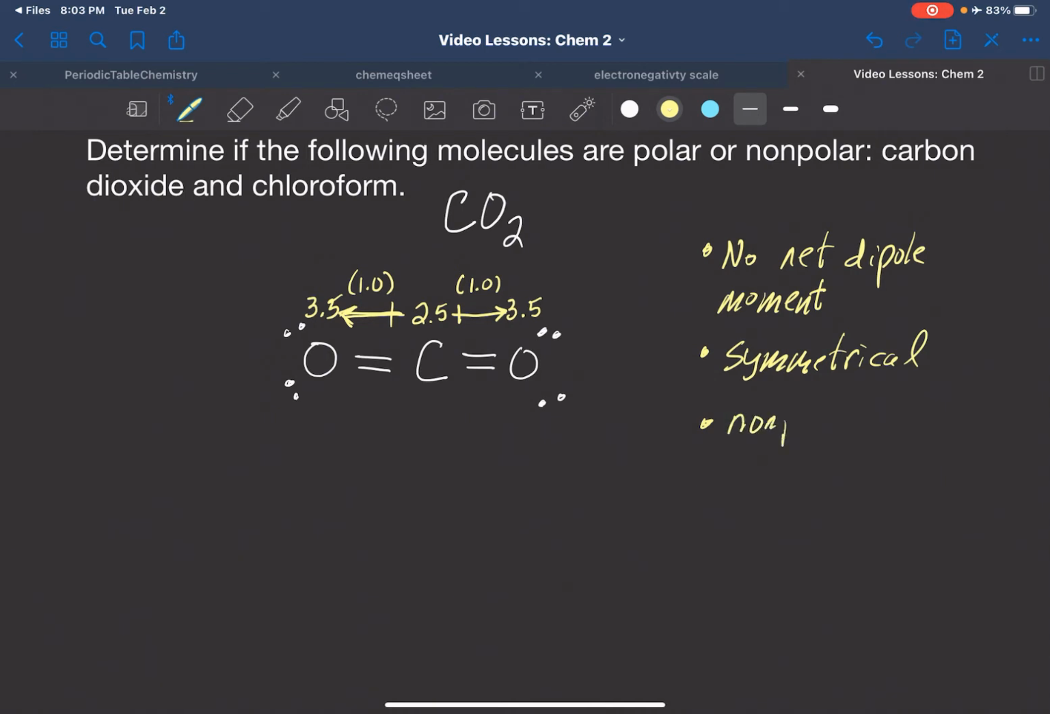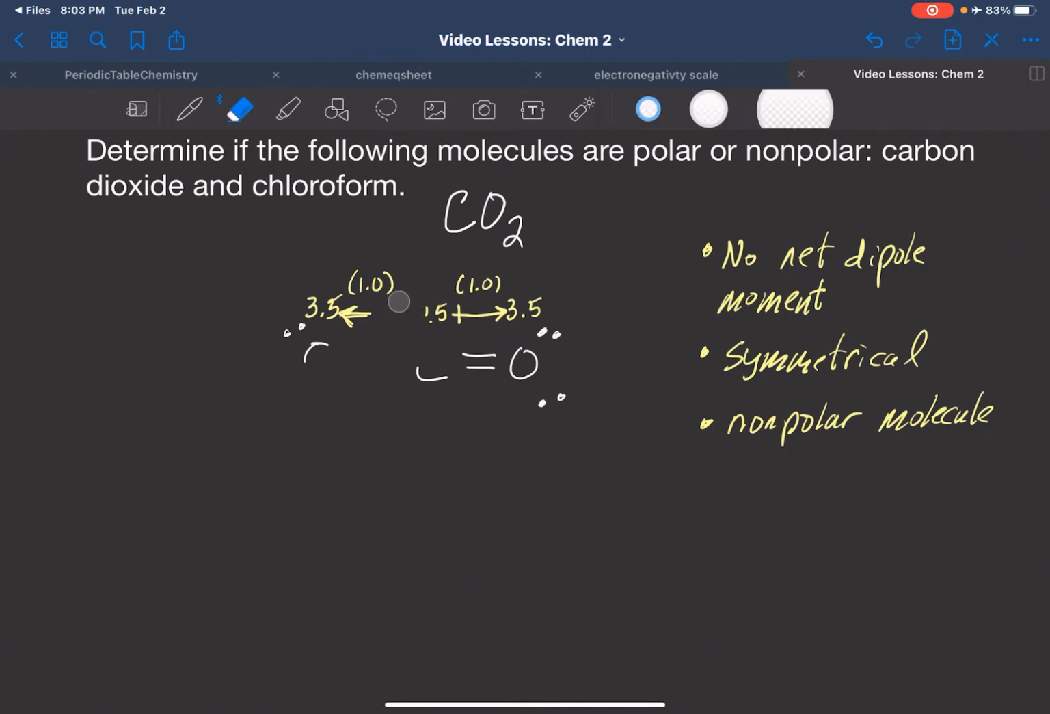We would say that this is a non-polar molecule, because each of those bonds are polar, but the overall effect is that the whole molecule is symmetrical, so it is a non-polar molecule. All right.